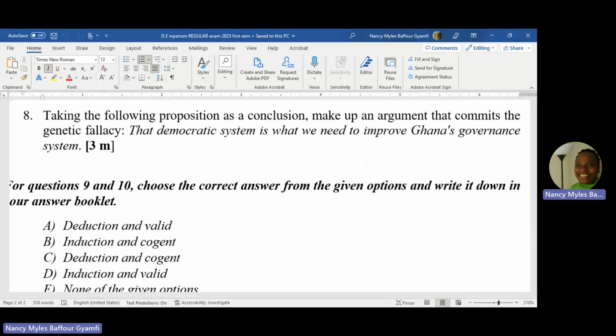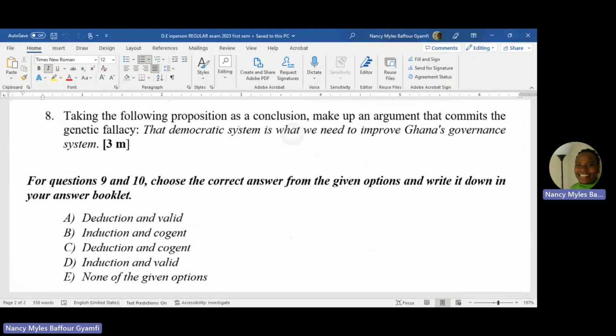That is why you just can't say that because it came from a source you mentioned, it is acceptable, or not acceptable. So you are supposed to create such a fallacy that concludes with this conclusion we've given you. Create a premise that will add to this to create an argument that commits the genetic fallacy. You could say that the democratic system of a certain country or place is very effective there. Then you conclude that the democratic system is what we need to improve Ghana's governance system, for example, or something around that, which will commit the genetic fallacy. And you end your 3 marks.